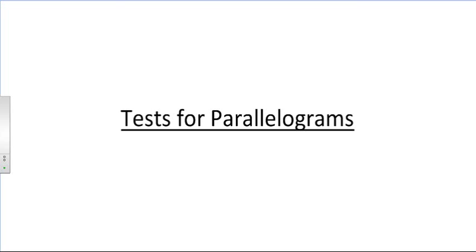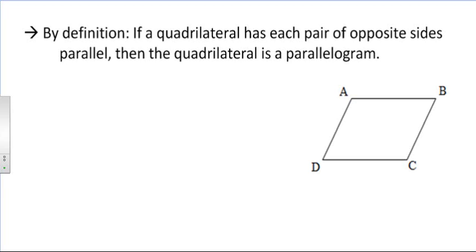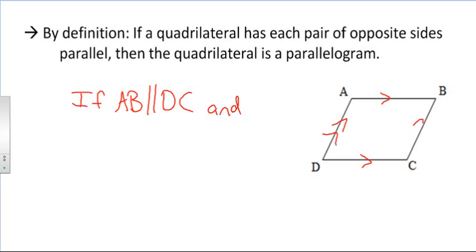Let's start with a few theorems and definitions. First of all, one way to prove something is a parallelogram is right off of the definition of a parallelogram. If you remember from the previous video, a parallelogram is a quadrilateral with opposite sides that are parallel to each other. So, if I can show a quadrilateral has each pair of opposite sides parallel to each other, then I would know that that quadrilateral is a parallelogram. So in this case, if I can show AB is parallel to DC, and that AD is parallel to BC, then I would know that figure ABCD is a parallelogram.